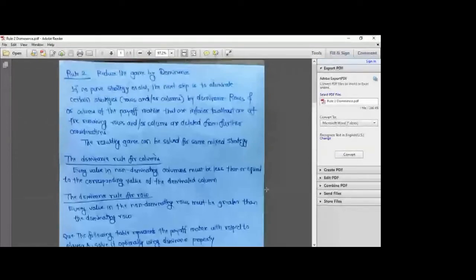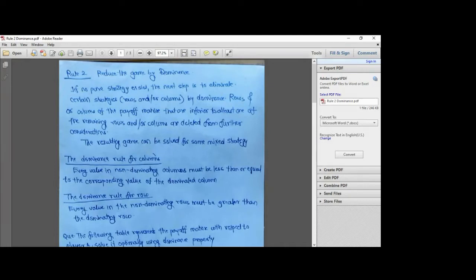The next rule is the rule of dominance. Here what we are going to do is delete the dominated rows. Now it is of no use for the pure strategy numericals, but let's create a background for pure strategy numericals, because it is easy to understand pure strategy numericals with the rule of dominance. After we have created a background for pure strategy, we'll go towards the mixed strategy, where the understanding will be better, right?